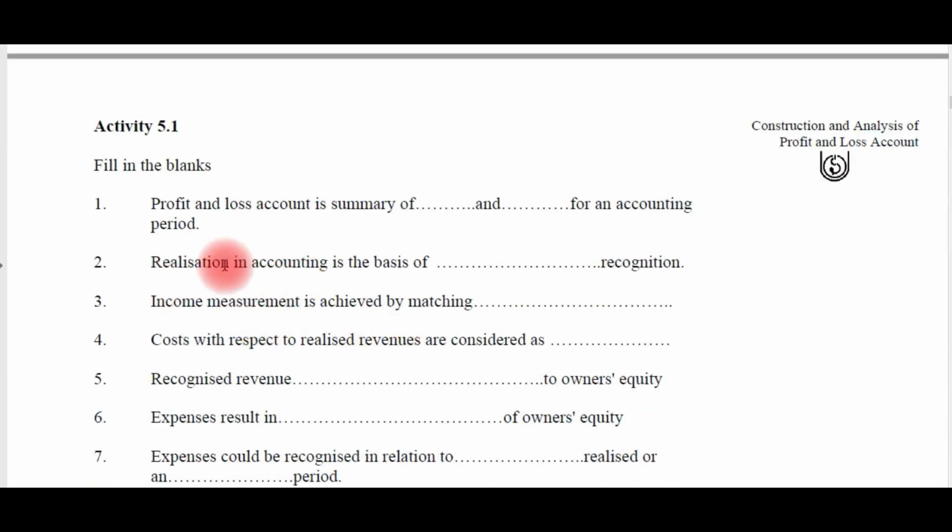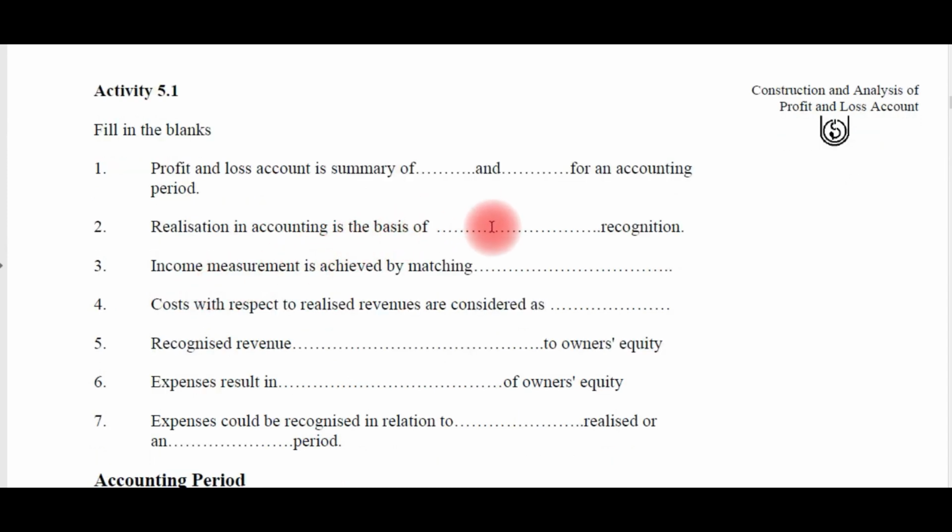Okay, there are questions here. The profit and loss account is a summary of dash and dash for an accounting period. It is a summary of revenues and expenses. Realization in accounting is the basis of dash recognition: revenue recognition, or money recognition. Income measurement is achieved by matching revenues with expenses, matching revenues with costs.